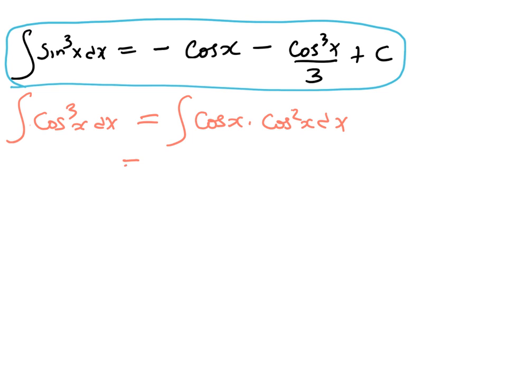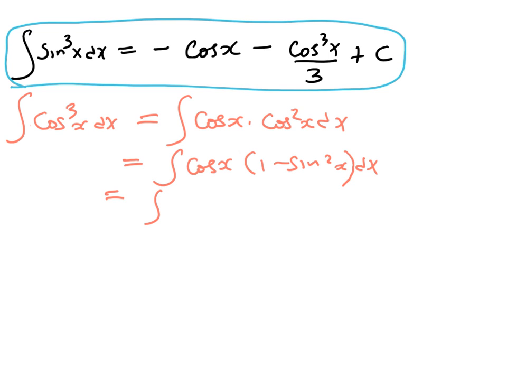Now we make use of the Pythagorean identity. Cos x times 1 minus sine squared x dx. So next, we integrate cos x, minus, or if you don't want to expand, let me teach you another way of going about this. If you don't want to expand, this is how you go about it.